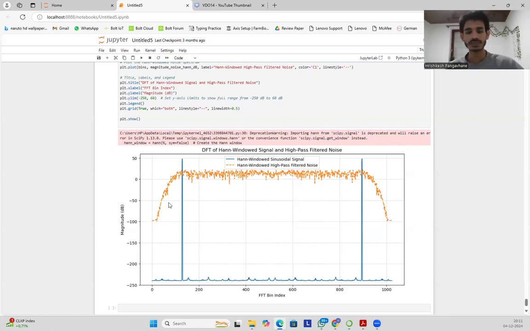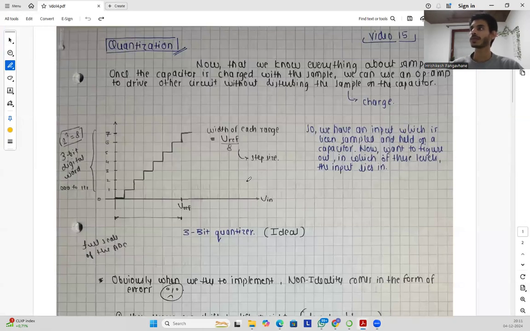And then I would like to carry forward this series with a new topic, which is quantization. So until now, we covered all the aspects of sampling. We talked about sampling, and we covered all the relevant definitions and related topics regarding sampling. So now it's time to move ahead to the concept of quantization.